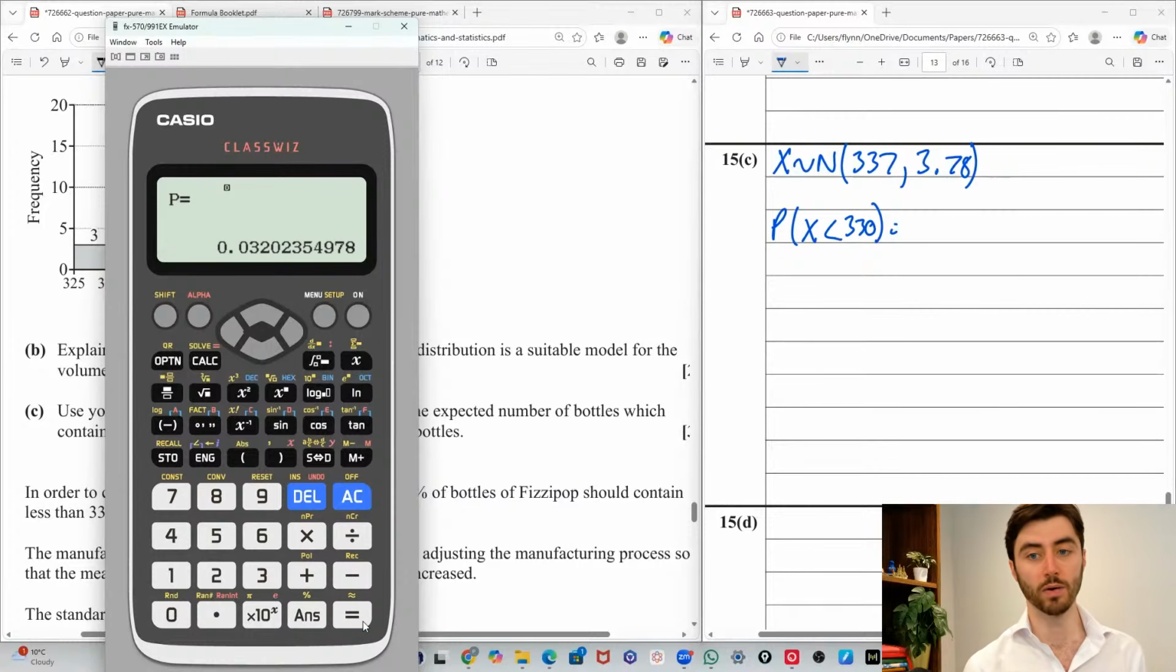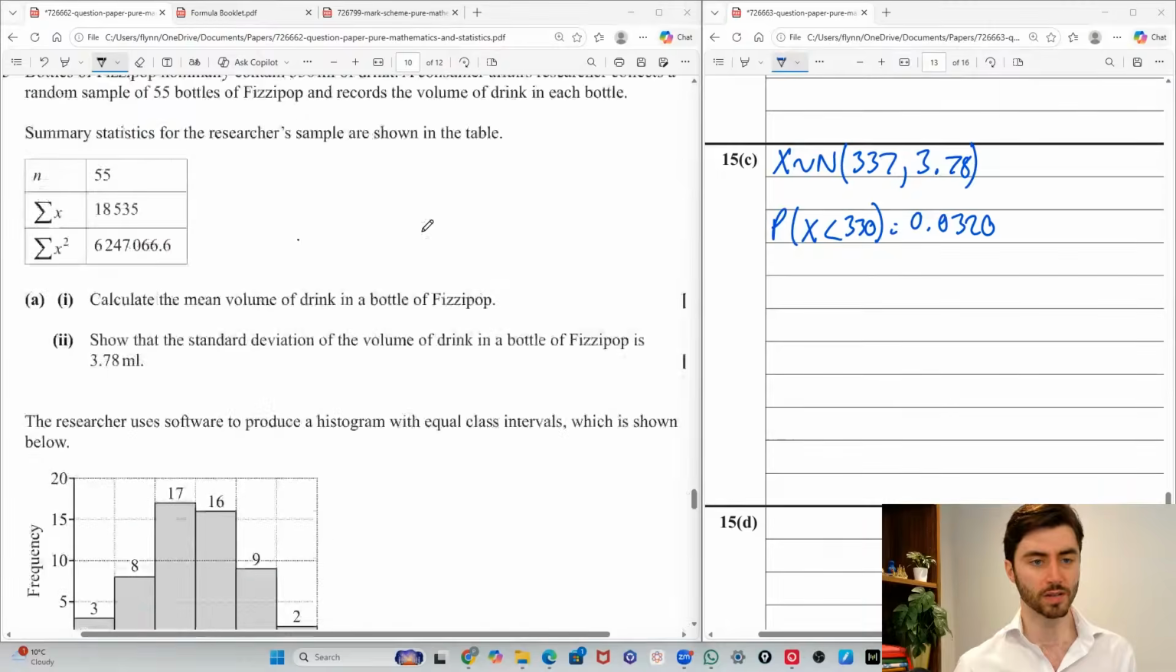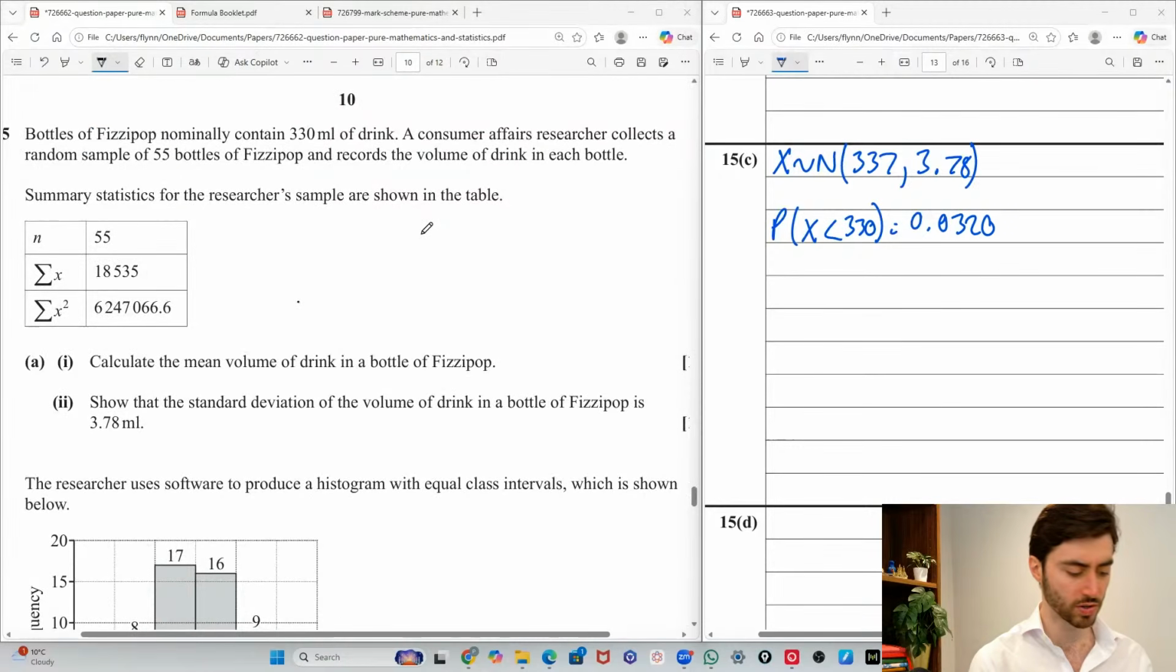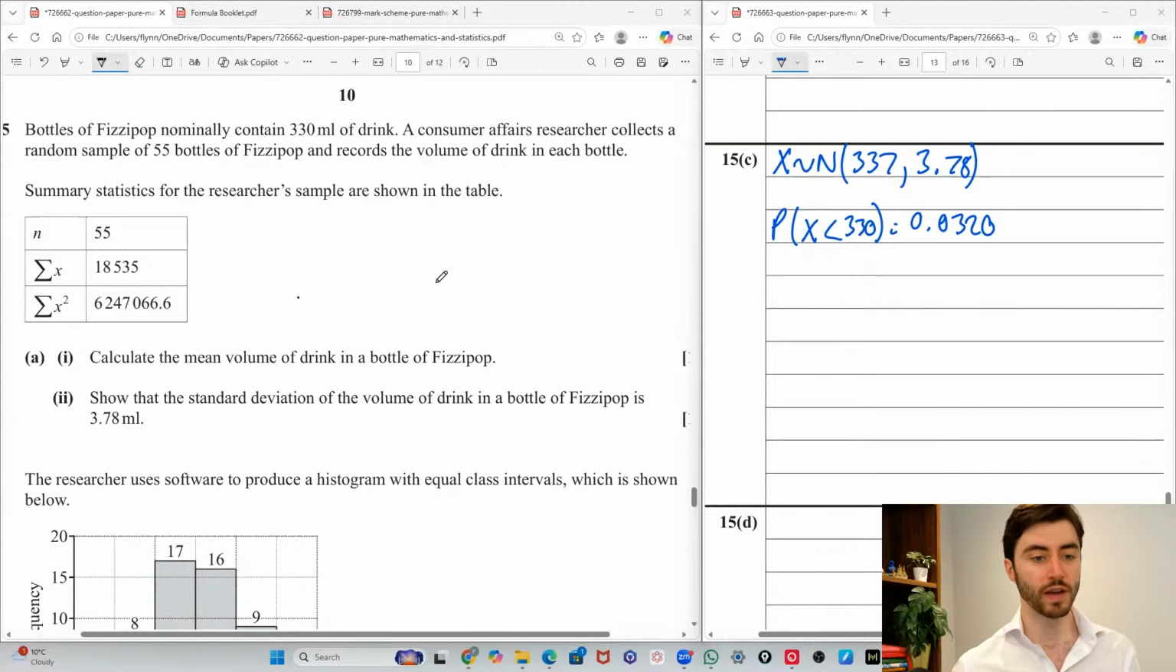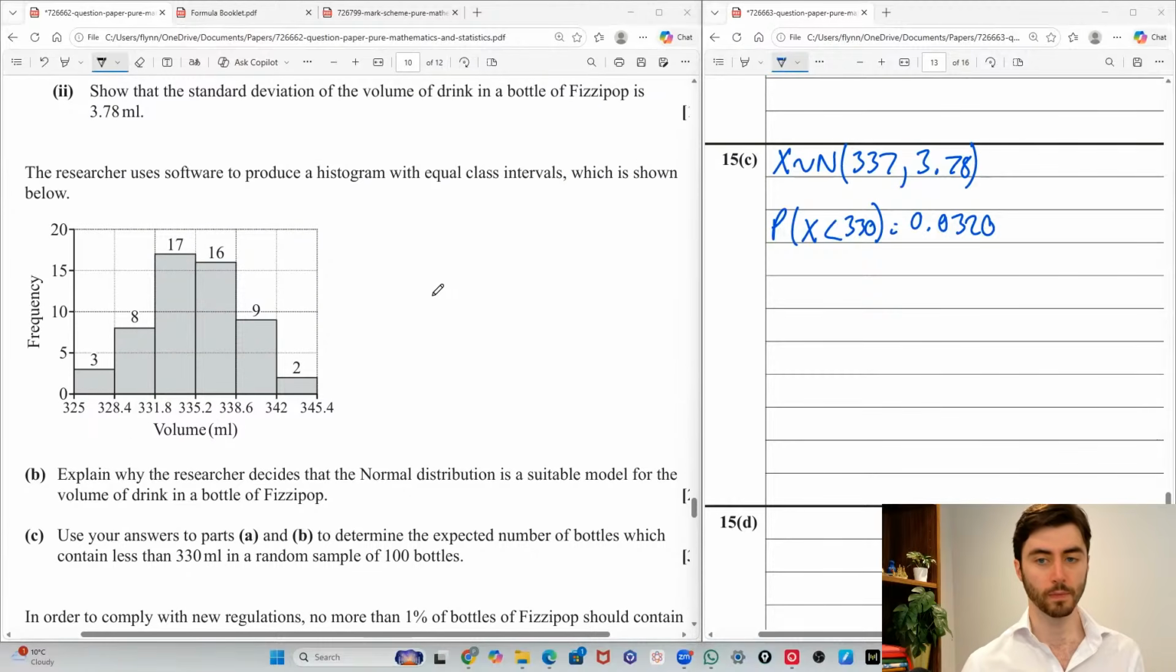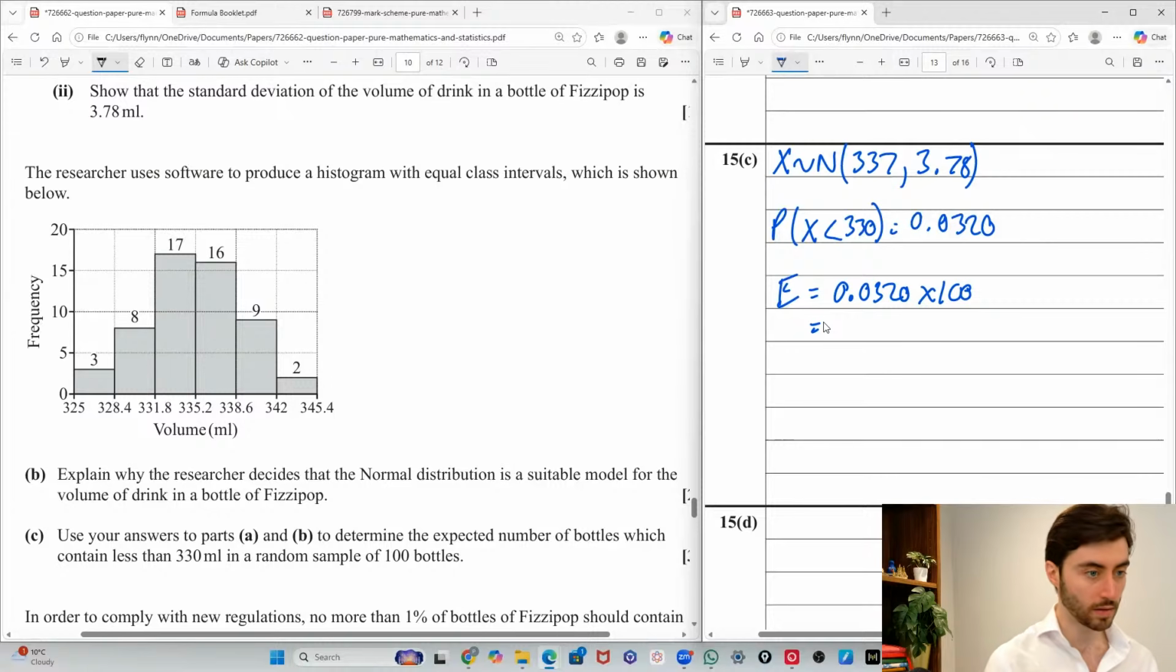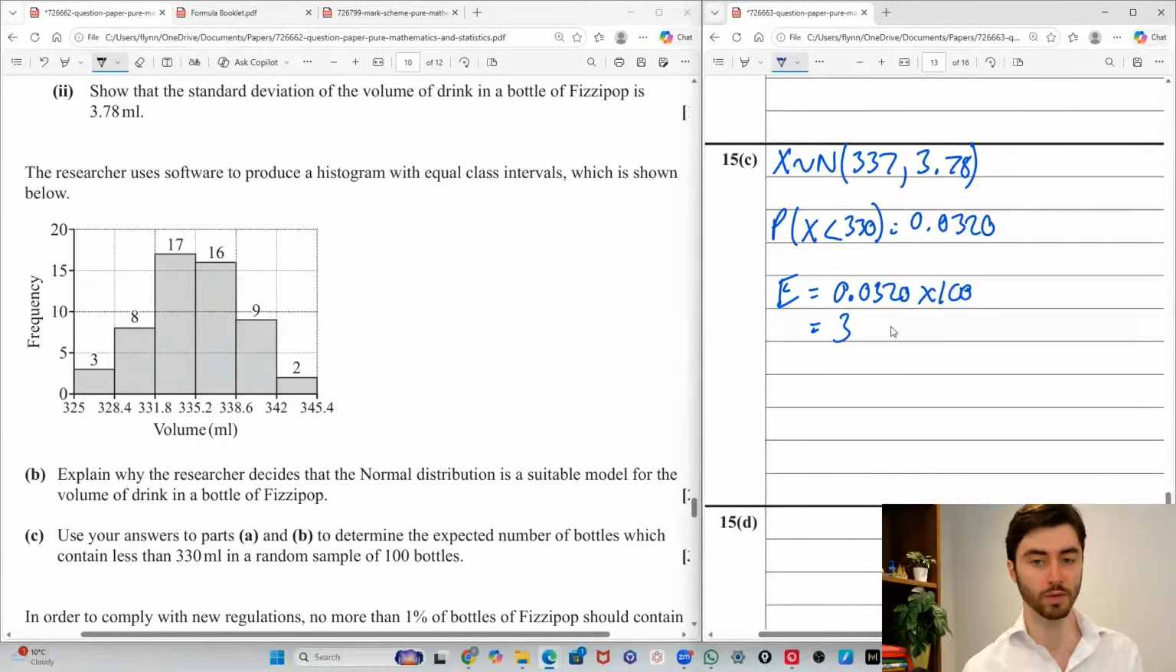That gives me, wow, 0.032. Let me just check I got my mean right, surely. 18,535 divided by 55. Yeah. Okay, so that's a very low probability. And then the expectation is that probability times n, which, moving the decimal point over, would be 3 bottles.